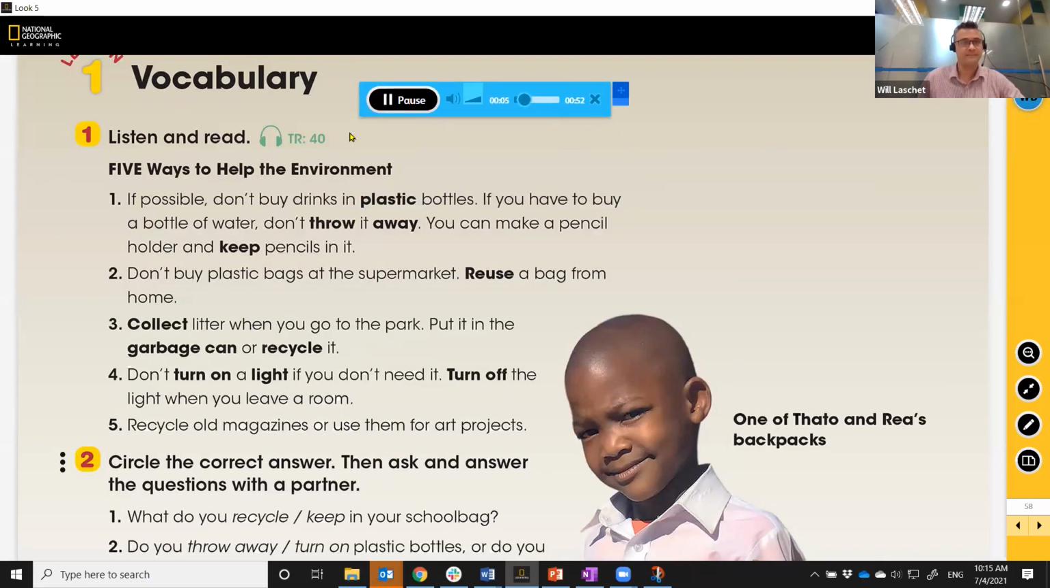1. If possible, don't buy drinks in plastic bottles. If you have to buy a bottle of water, don't throw it away. You can make a pencil holder and keep pencils in it.